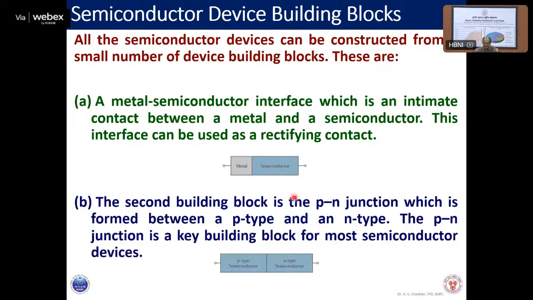And then the next building block is the p-n junction diode, in which p-type and n-type materials are formed. This junction is a key building block of most semiconducting devices. So in this you have a p-type semiconductor and an n-type semiconductor. You join them together, and we will see in the next class also, when we learn photovoltaics, that solar cells are also p-n junctions and how they work. So the second building block is the p-n junction.